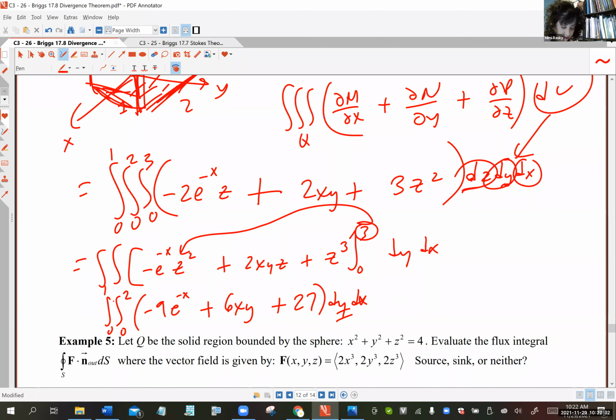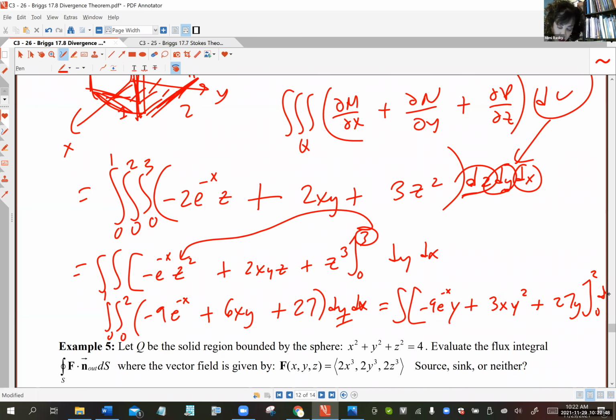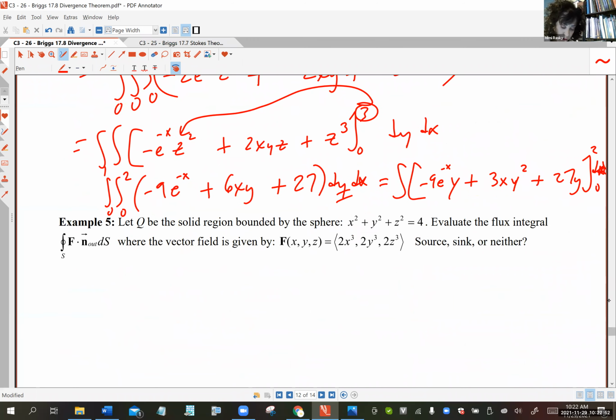I'm going to get negative 9 e to the negative xy plus 3xy squared plus 27y. Let's evaluate going between 0 and 2. That's a dx still left. Now, when we plug in the 0, everything will go to 0, so we're just not going to bother.